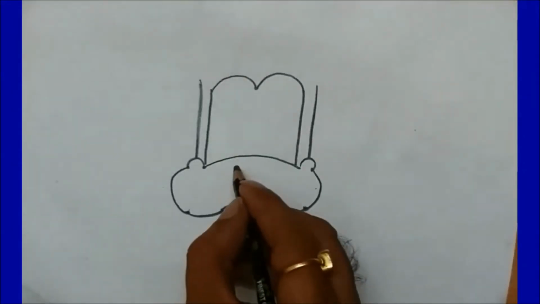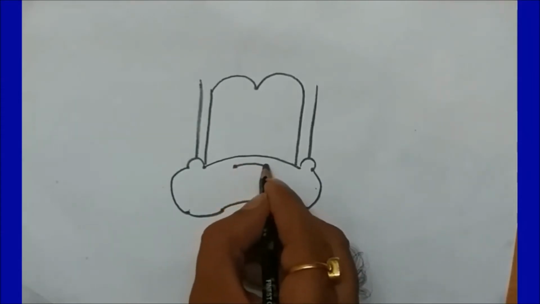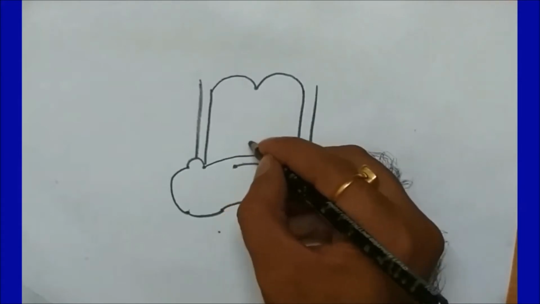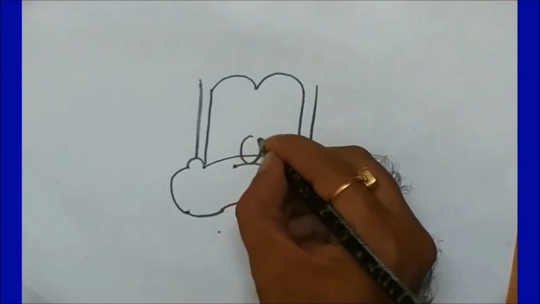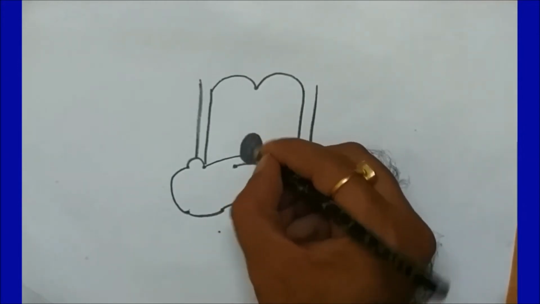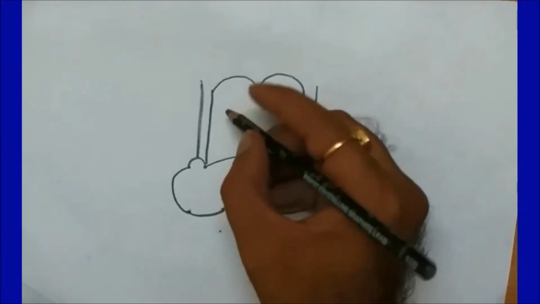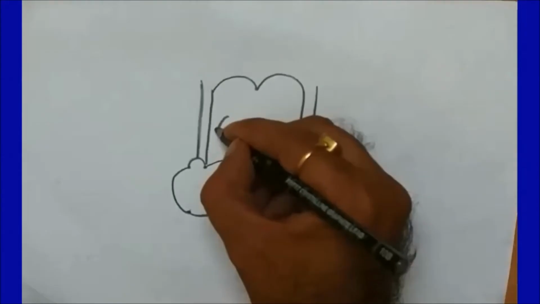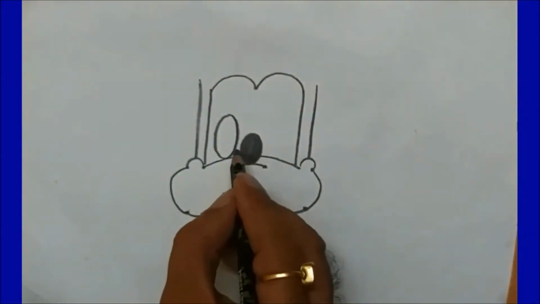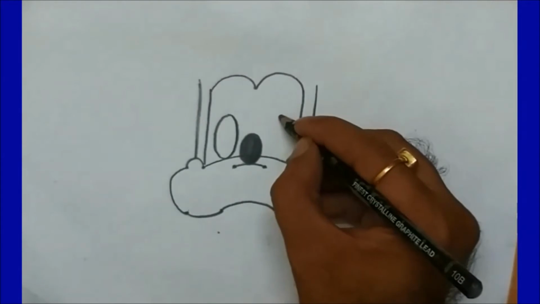Now again one dot, two dot, one more curve, and one oval shape, make it dark. Now again one oval shape inside, a little bit far away so it cannot touch the nose, it is the eyes.